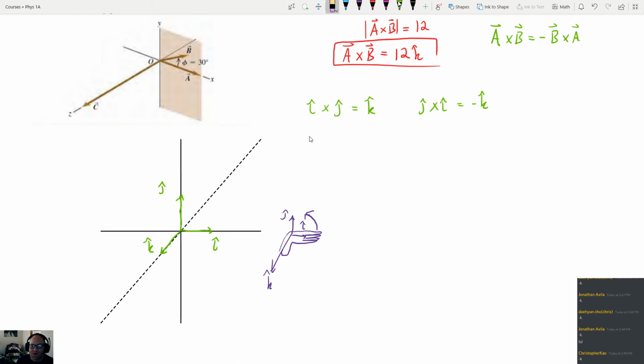Okay, what about i cross k? I cross k, how about that one? You get negative j. So you've got to point your fingers along i, rotate to k. What direction is your thumb pointing?